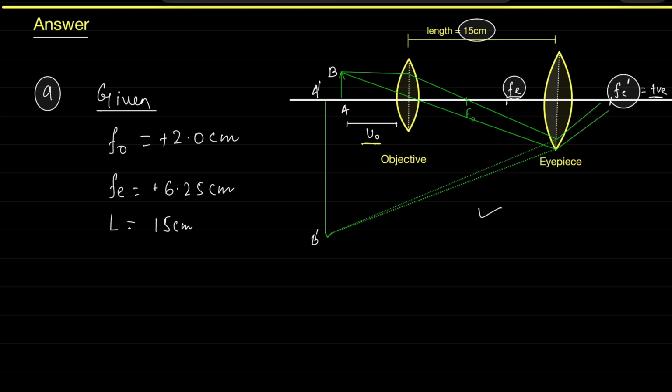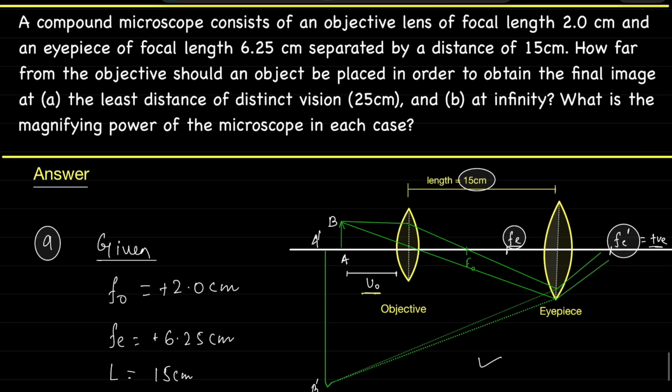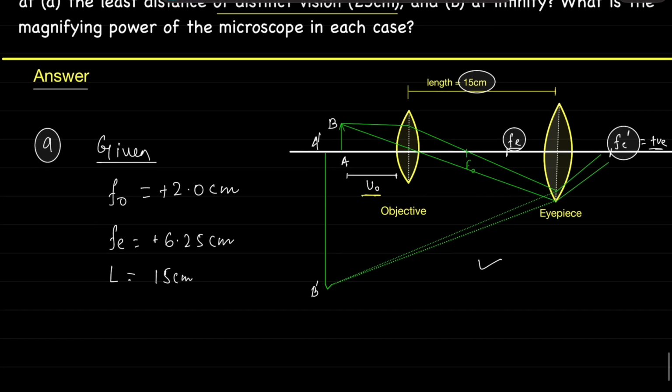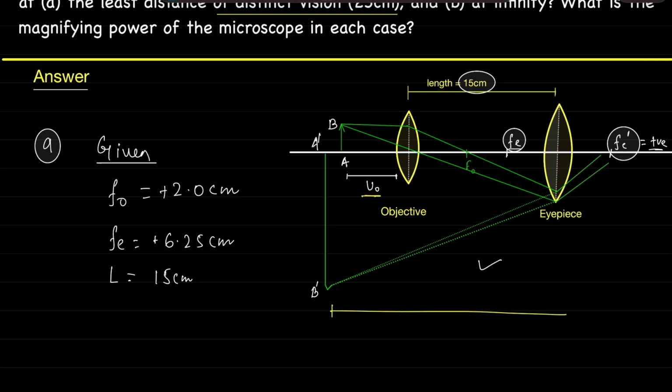See, in the question, one more thing is mentioned. What is that? The image is formed at a distance of 25 centimeter. It means that here, this distance is given as 25 centimeter. So what is this actually? This is the image formed by the eyepiece. So this is the value of VE. And where does it lie? It lies on the left side. So this value is negative. This is negative 25 centimeter.